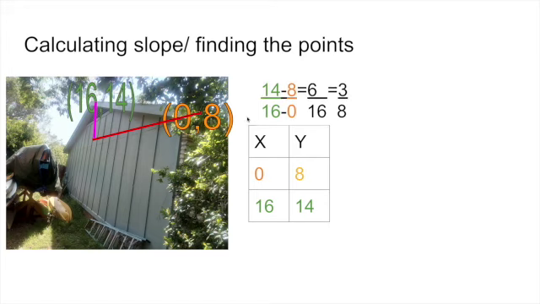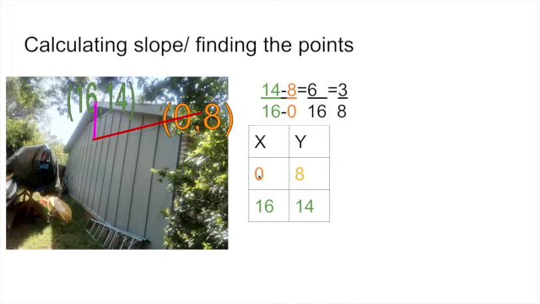Now, what I want to do is find my rise, the pink here, how much we've gone up, divided by my run, the distance we've gone across. So I can do that by saying, hey, look, I've got 14 minus 8, which is 6, and 16 minus 0, which is going to give me 16.